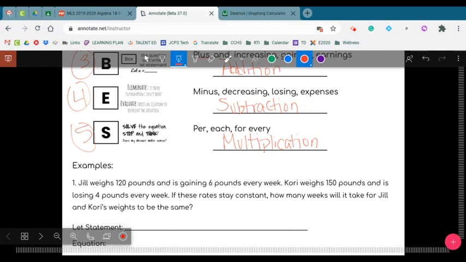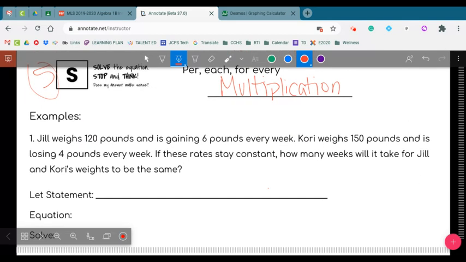Okay, let's continue on to the bottom. We're going to read through this and really break it down. Jill weighs 120 pounds and is gaining 6 pounds every week. Corey weighs 150 pounds and is losing 4 pounds every week. If these rates stay constant, how many weeks will it take for Jill and Corey's weights to be the same?